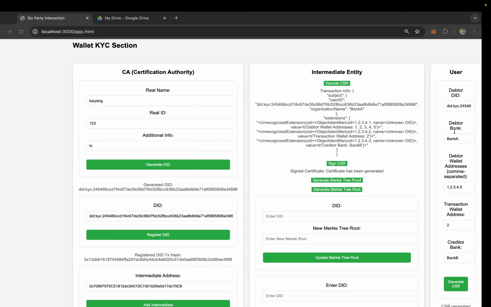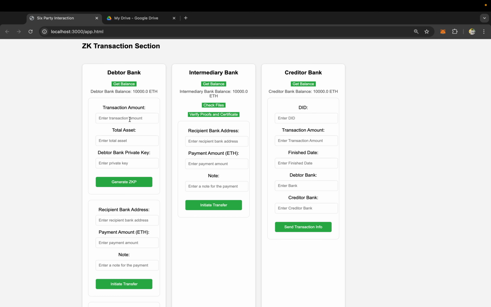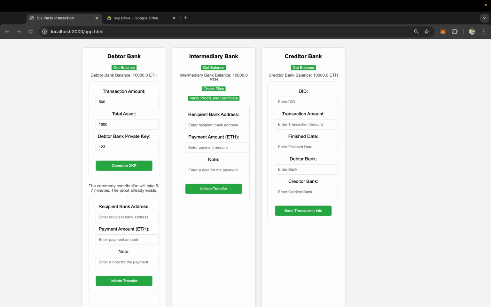First we should check the balance. We can see that all of them have 10,000 ether in their balance. We should generate a signature and sufficient funds zero knowledge proof for the debitor side. The transaction amount is 500 this time, and the total assigned is 1,000. Debitor bank private key 123. Generate the proof. The ceremony contribution will take 5 to 7 minutes, and the proof already exists.